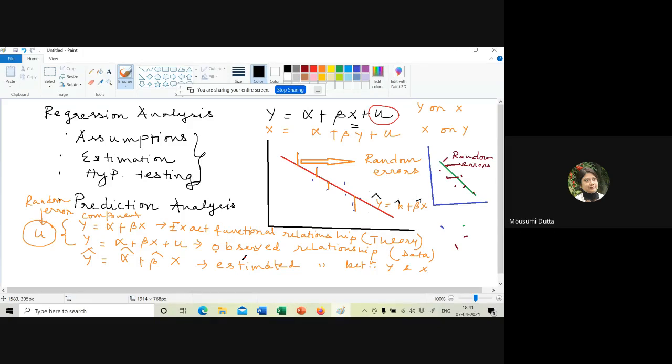Okay, so let's first start with the assumptions, then estimation, and then we can understand that the red or the green lines are the estimated lines. The actual line is the theoretical line. It cannot be observed. It's just the idea about the relationship between y and x. It is not observed, isn't it, Abhishek? Yes, ma'am.